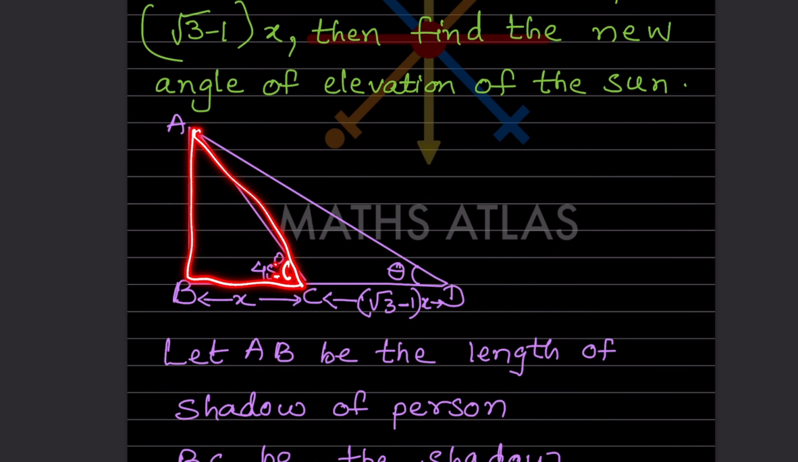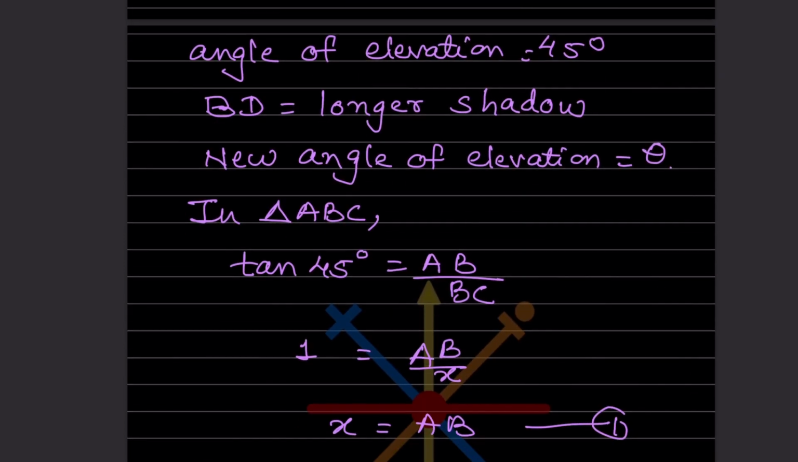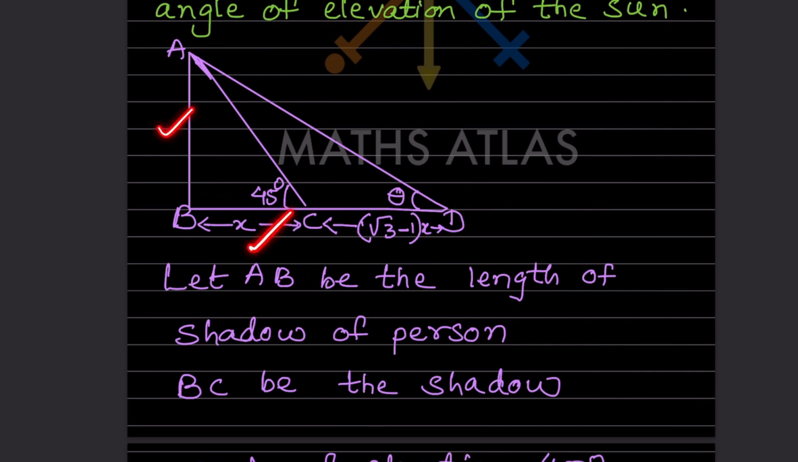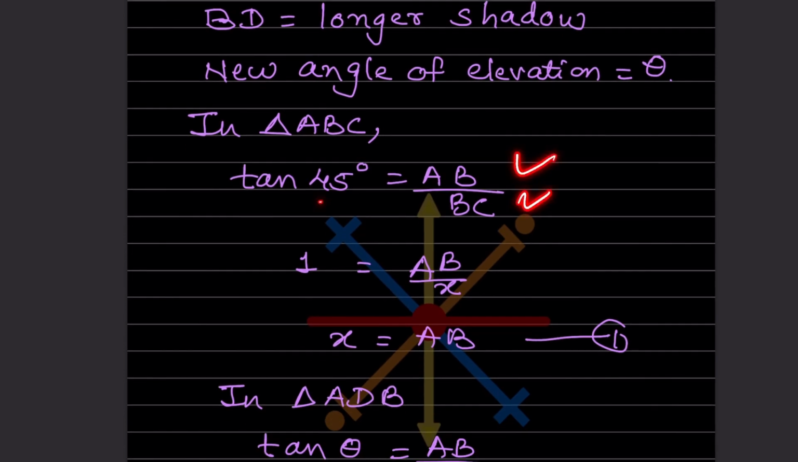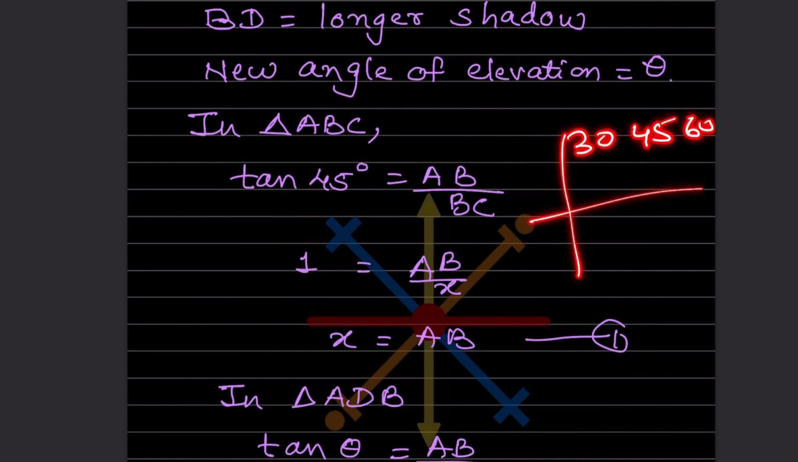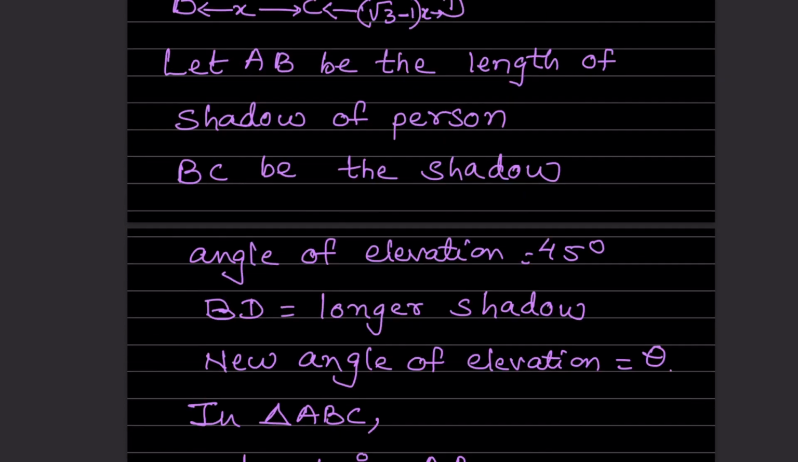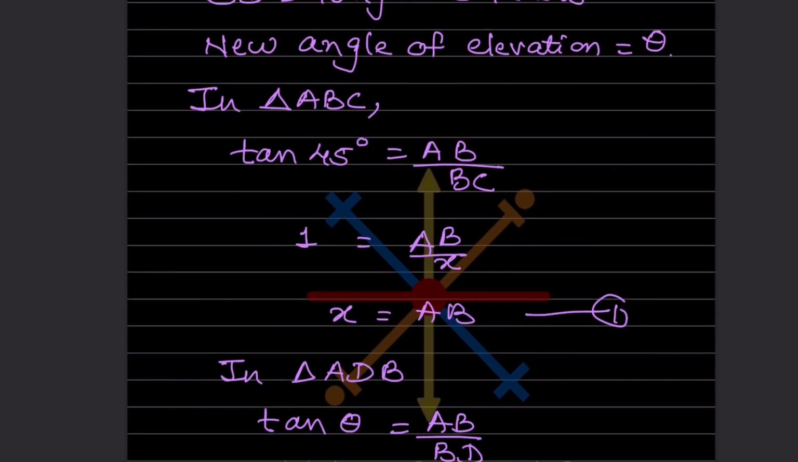So now this is 45 degrees. This is the opposite side and this is the adjacent side. So tan 45 is AB by BC. You know the table for 30, 45 and 60, with sine, cos and tan. If you don't know it, you can have a look at the table. The value of tan 45 is 1. We don't know AB, and BC is given as x. So when we multiply, we get 1 into x, that is x, equal to AB. Let us consider this as equation number 1.